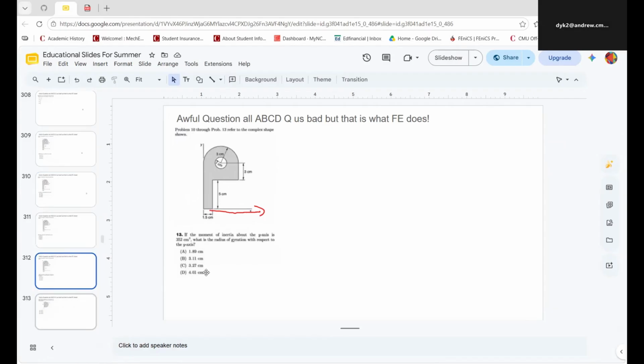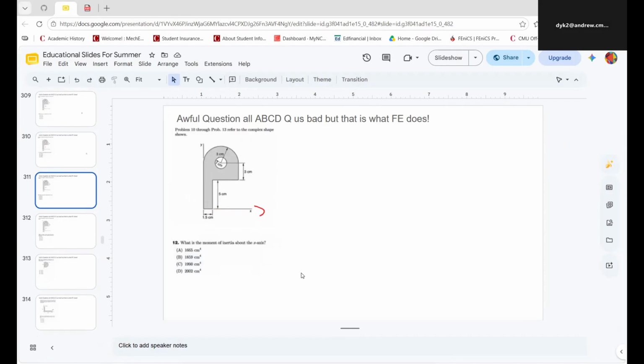Why are we doing the centroid though? What is the radius of gyration? Okay, all right. So we're not doing the centroid apparently. We're just doing moment of inertia. I thought the centroid would be more part of this question, I guess it's not. So in this case, we need to divide this into regions.